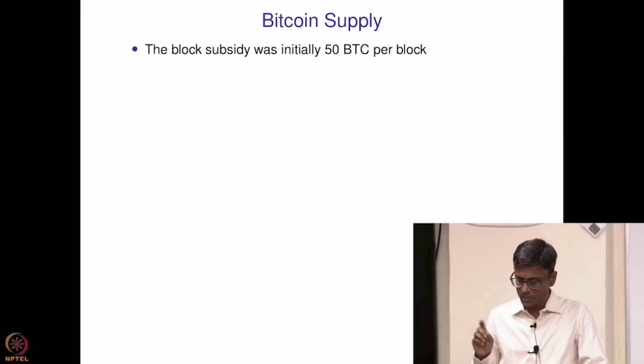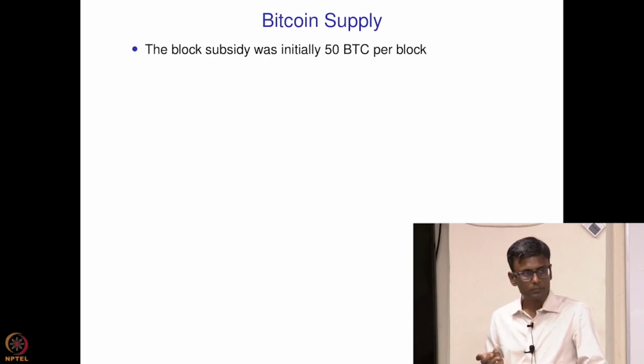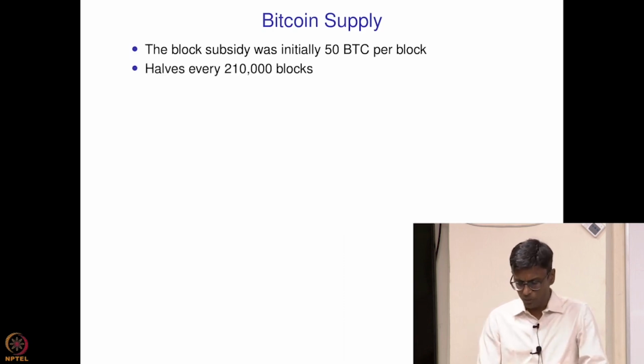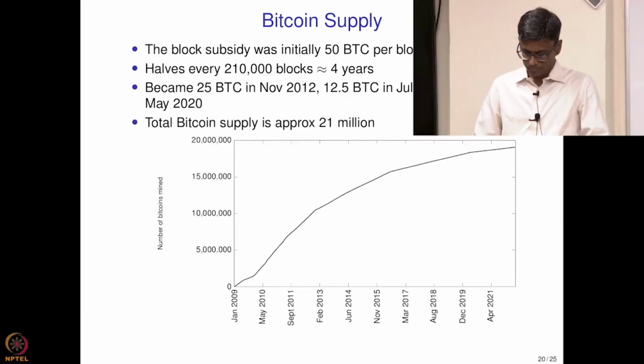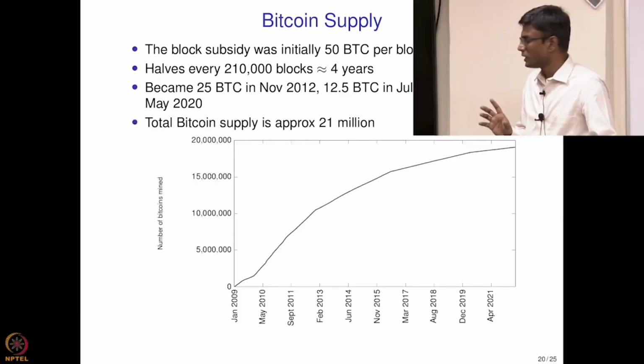The initial block subsidy when Bitcoin launched was 50 Bitcoins per block, and then every 4 years, which is about 210,000 blocks, the block subsidy, that is the reward which goes to the miners, halves. So it became 25 Bitcoin per block in 2012, 12.5 in 2016, and 6.25 in 2020. Two years from now, in 2024, it will become 3.125, and so on. The total Bitcoin supply is approximately 21 million.